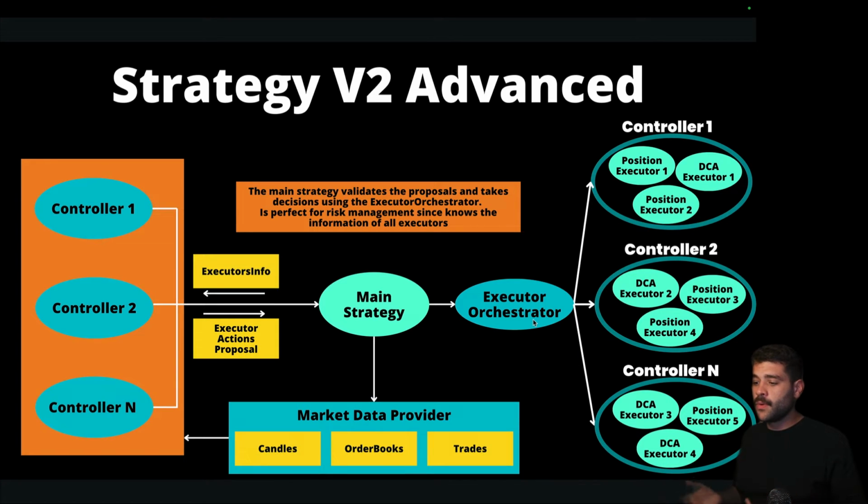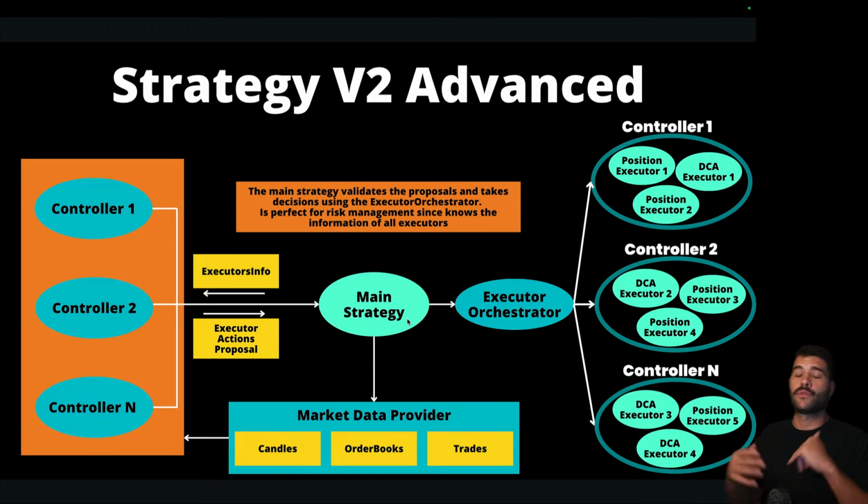The basic flow is that the main strategy initializes the market data provider based on the controllers that it has loaded into the main config, and the controllers are going to use the market data provider to take decisions based on the signals that the controller is generating, and also use the information of the executors that are active from that controller. Based on that, it's going to send instructions to the main strategy.